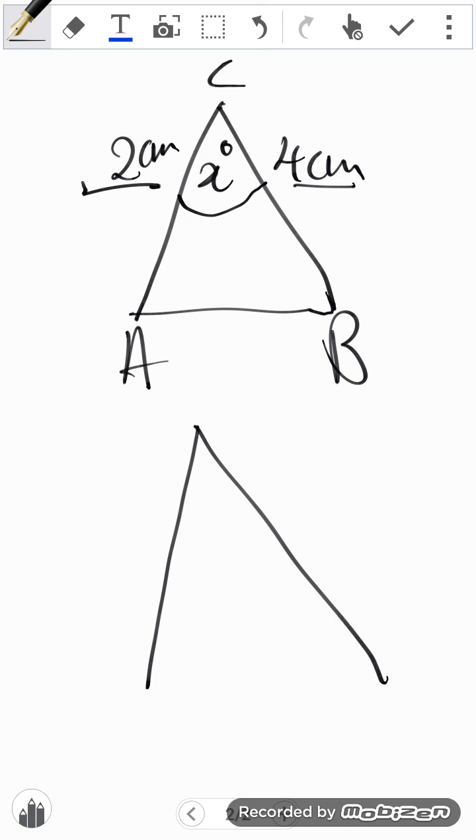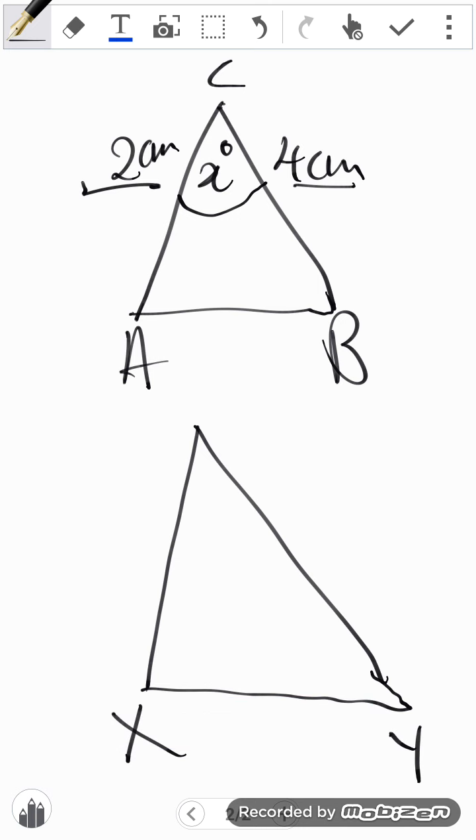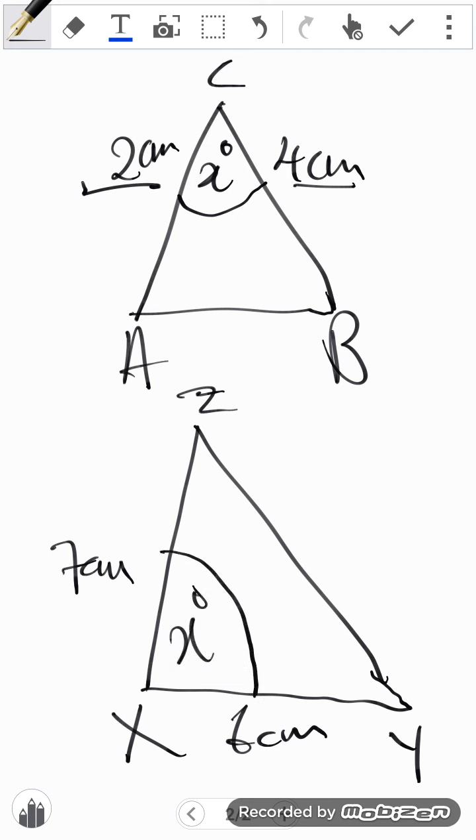You might also have a triangle in this manner. Now I'm going to use different vertices, because I've used A, B, and C, but be mindful that it's not always A, B, and C. It can give you different vertices depending on the nature of the question. So X, Y, and Z. You might have two sides of 7 centimeters and 6 centimeters, and an angle at the middle, x degrees. So two sides and an angle at the middle, you're using the cosine rule.